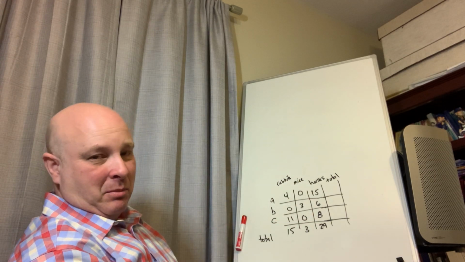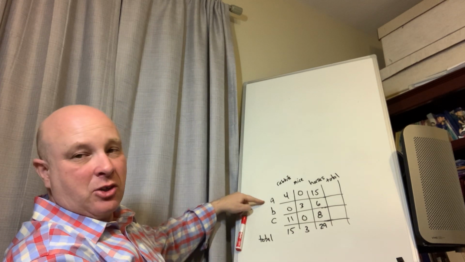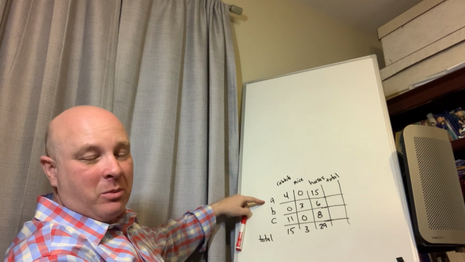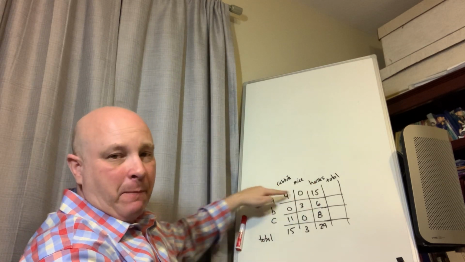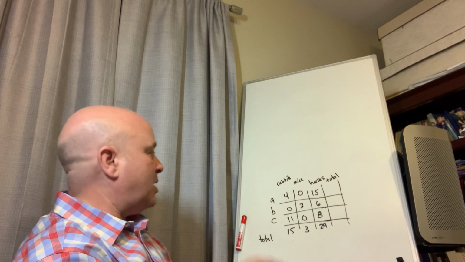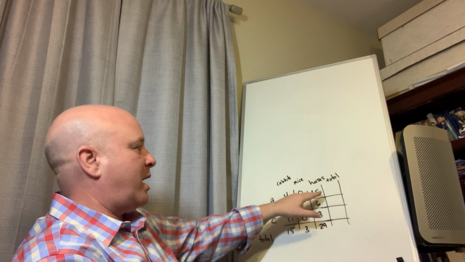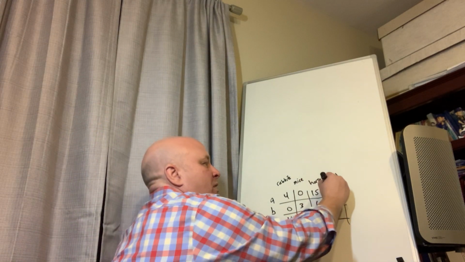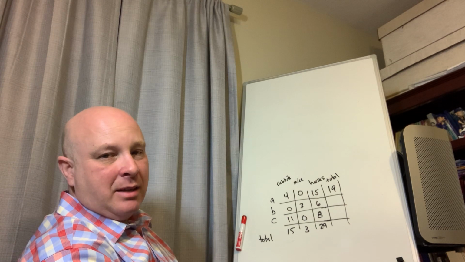But then let's look at it per country. Pets per country. Country A, in order to determine how many total pets are in country A, I'm going to add this way, okay? And this will tell me how many pets are in country A. So they have 4 rabbits, 0 mice, and 15 horses. They have a total of 19 pets.